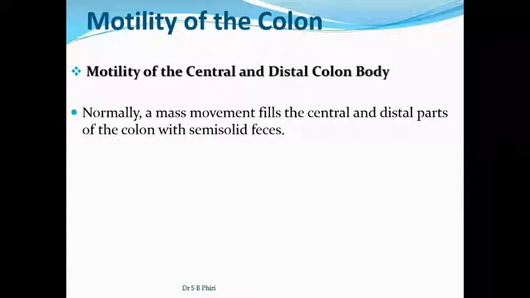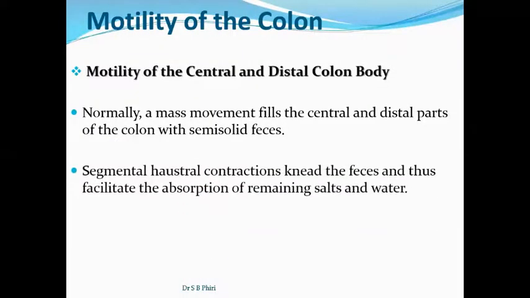So a mass movement fills the central and the distal parts of the colon with the semi-solid feces, because now the water and the electrolytes have been absorbed by the proximal colon and the cecum, but now the semi-solid fecal material is being pushed into the distal and central colon. So what you're going to have here are peristaltic contractions. Then you also have segmental haustral contractions that will knead the feces and facilitate absorption of the remaining salts and water. So even here, there is a bit of absorption of salt and water.